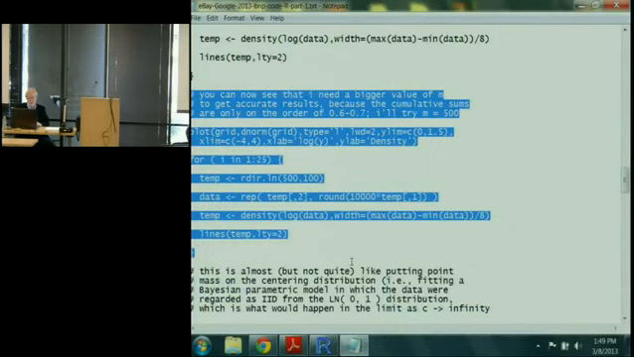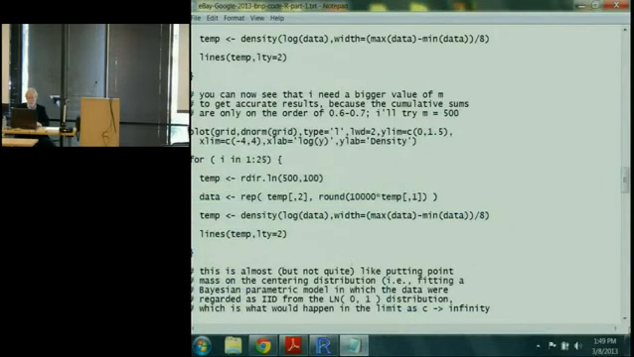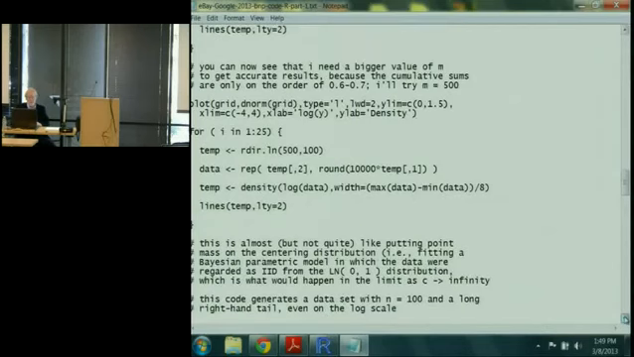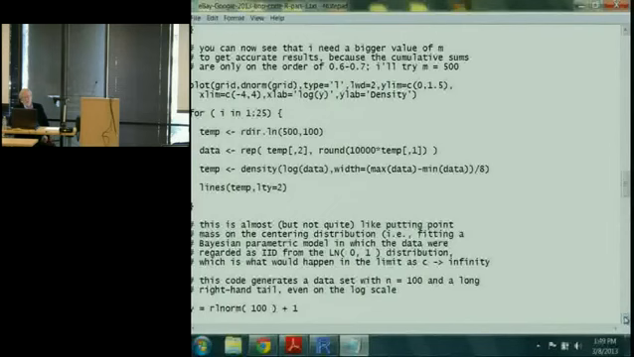So like it says here, this is almost but not quite like putting point mass on the standard log normal distribution. In other words, that's almost but not quite like fitting a Bayesian parametric model in which you pretend somehow you knew the data were IID from the standard log normal distribution. And that is what, of course, would happen in the limit as you made C bigger and bigger. All the draws would tend to perfectly coincide with the standard normal with no uncertainty at all.